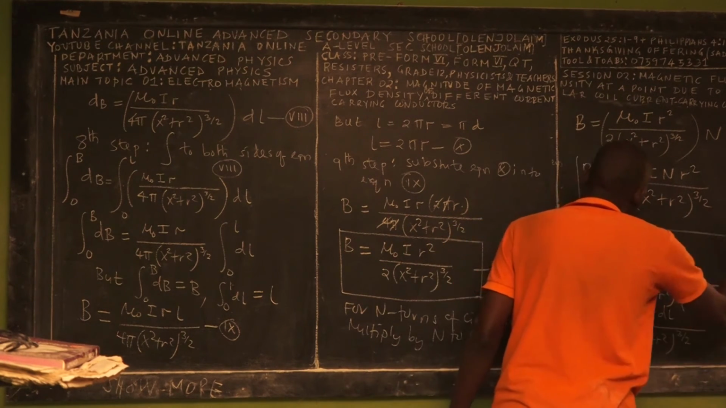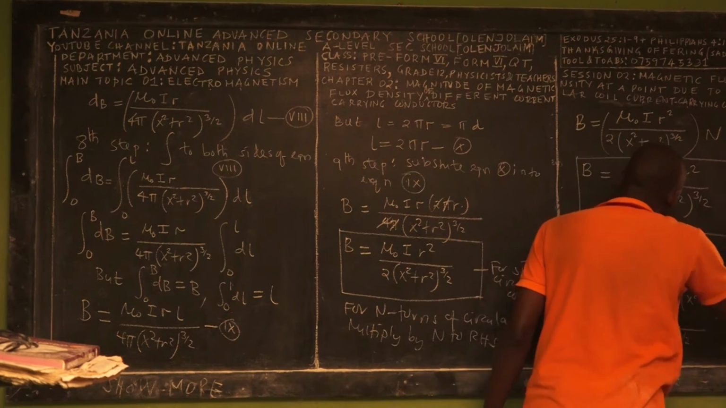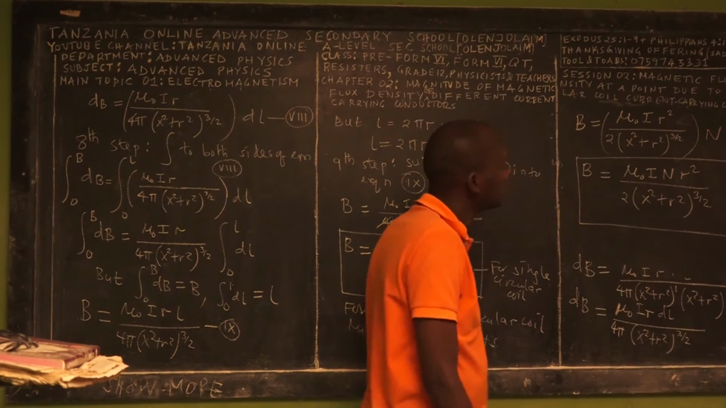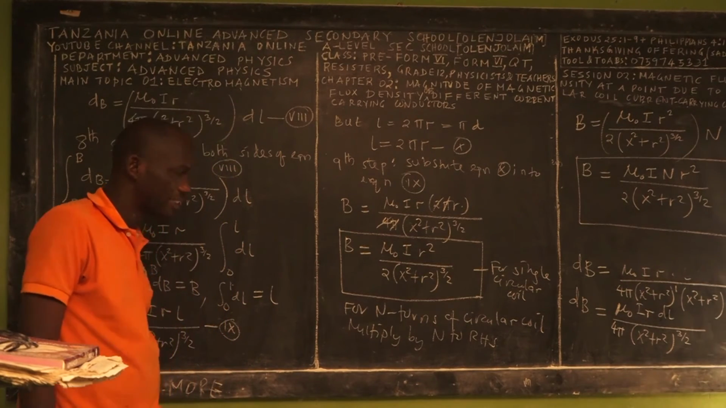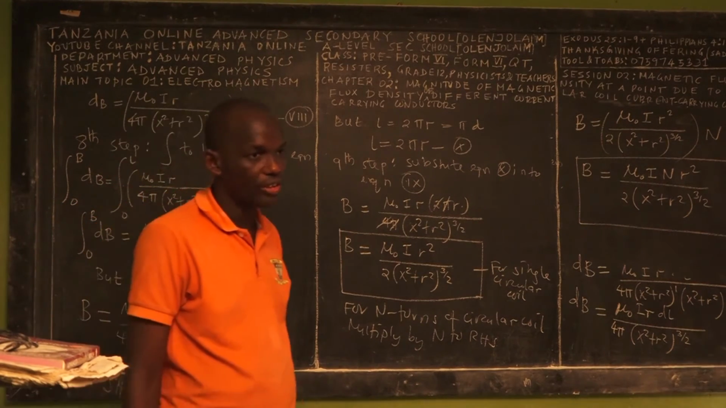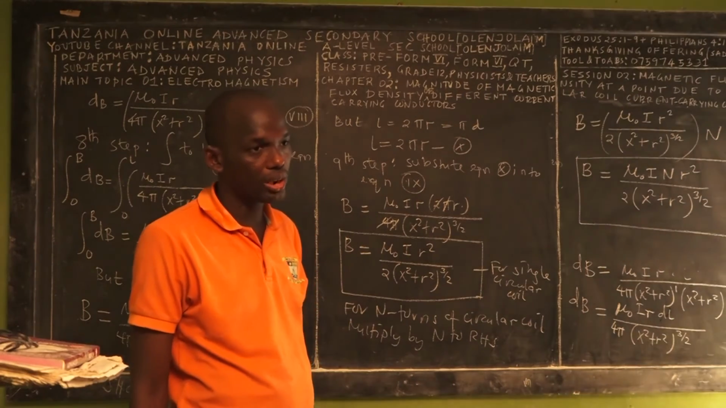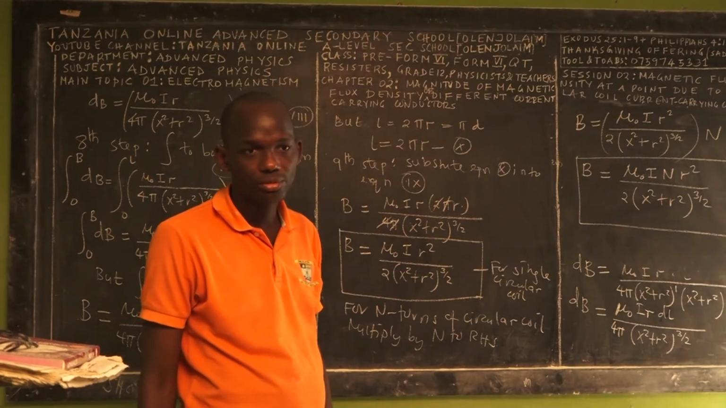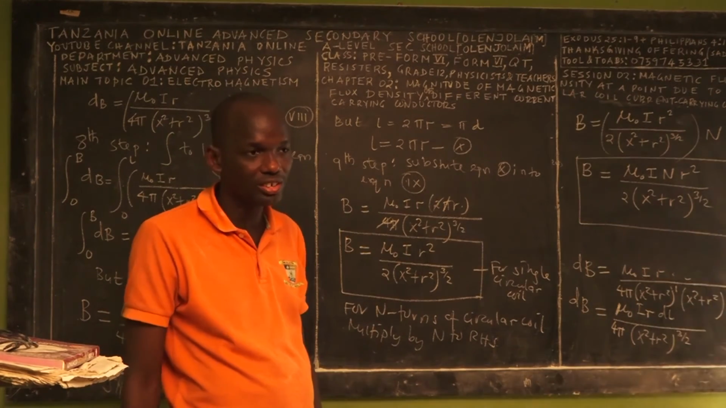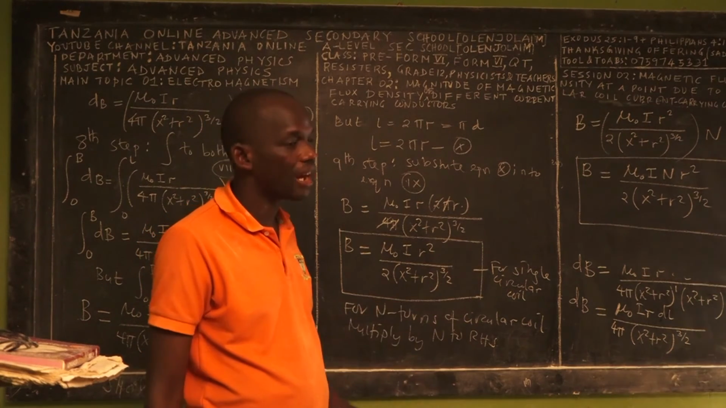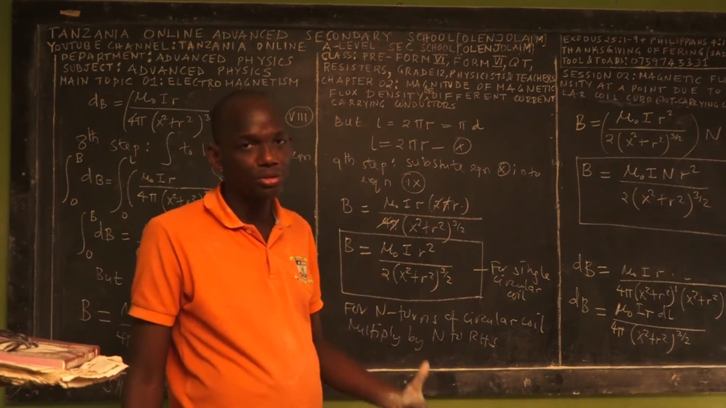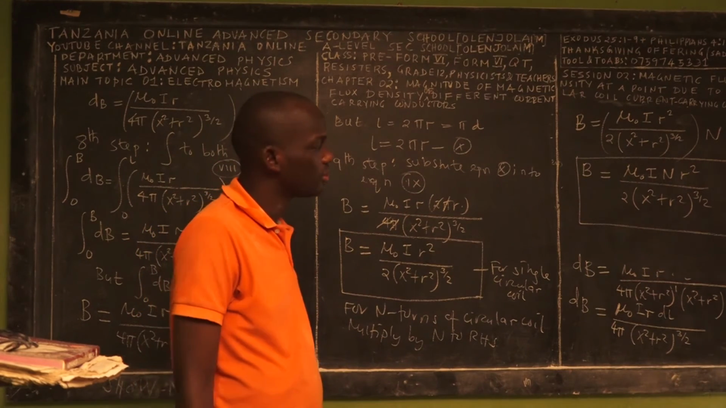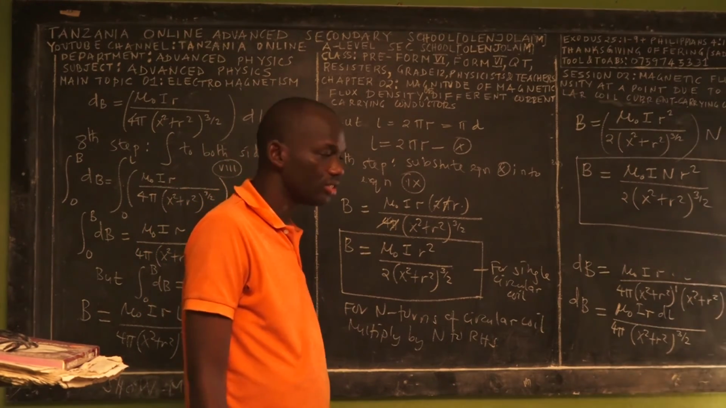This is the final Biot-Savart formula of determining the magnetic flux density on the axis of the circular coil. If you have any question about the derivation, or about what I've been teaching you, don't hesitate to ask in the comment section of this video.